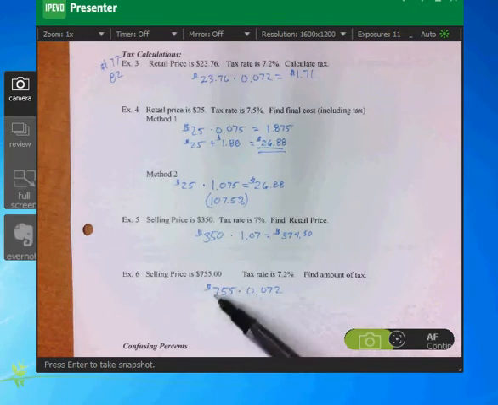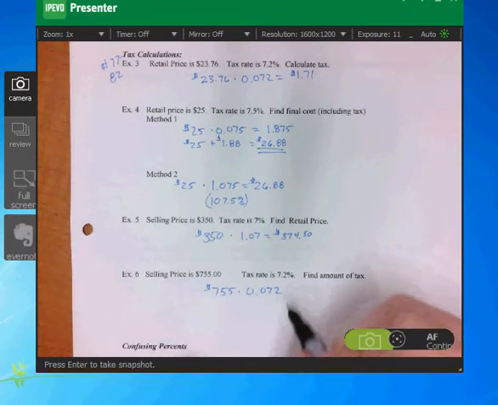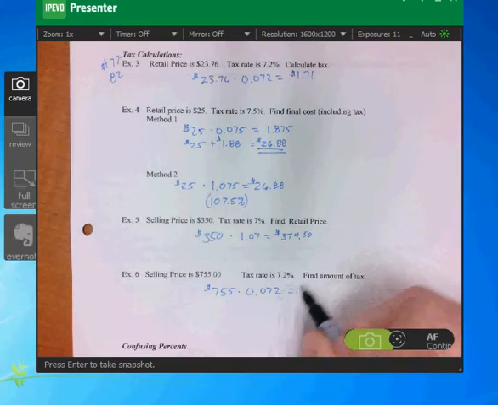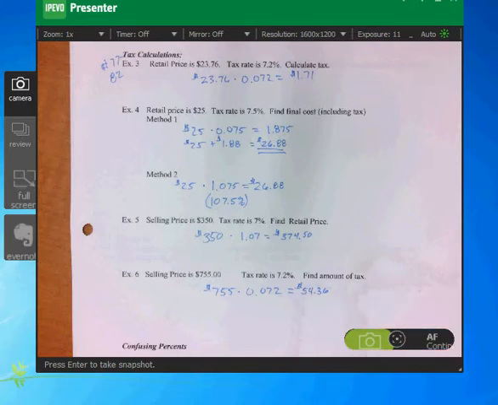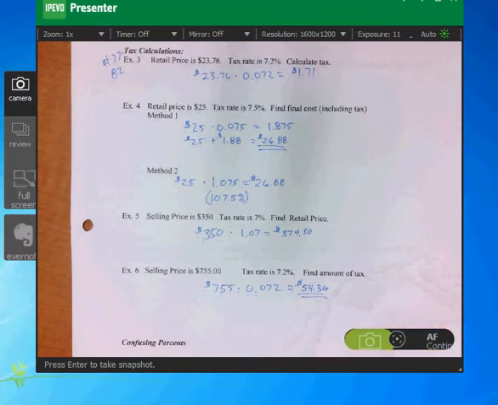All right, so we take our price times our tax, because we're just looking for the tax. So that as a decimal, and then that's going to give us our tax of $54.36. And that's the tax there.